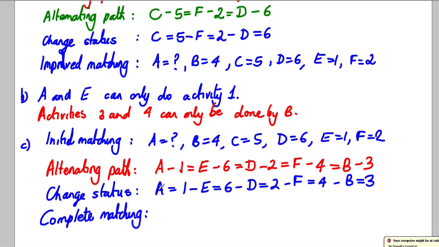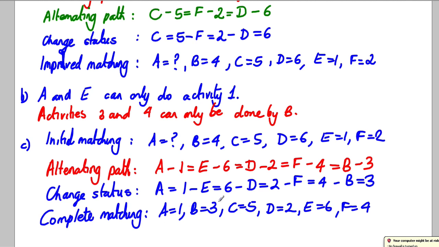So A is with 1 and B is now with 3. C is with 5, it didn't change, so C is with 5. D is now with 2. E is with 6. F is with 4. And we've got A, B, C, D, E, and F all matched to 1, 2, 3, 4, 5, 6. And we've got our complete matching, and we're done.